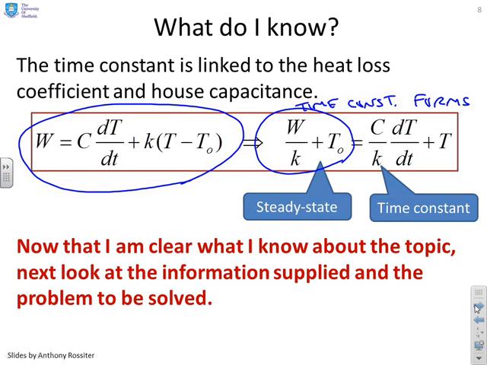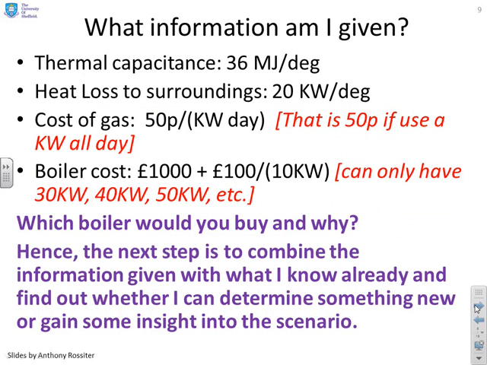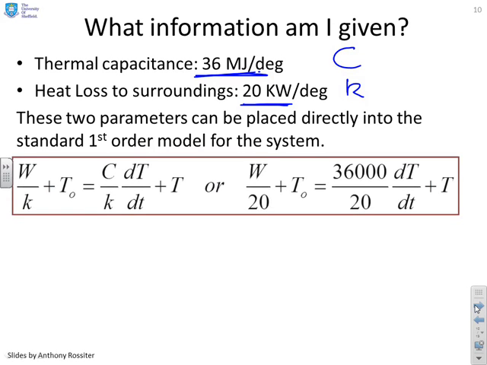Now that I'm clear what I know about the topic, next I can look at the information supplied and the problem to be solved. So this is the information I was given. Thermal capacitance 36, heat loss 20, cost of gas, boiler cost, and so on. And I wanted to know which boiler would you buy and why. So the next step is to use this information I've been given and combine it with what I already know about the topic and see what that tells me. The thermal capacitance 36, heat loss 20, and that was the parameter C, and that was the parameter K.